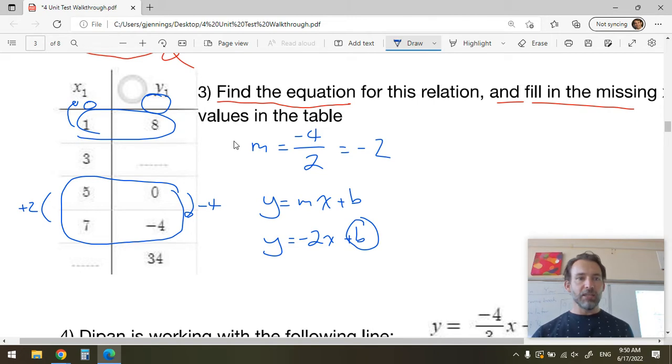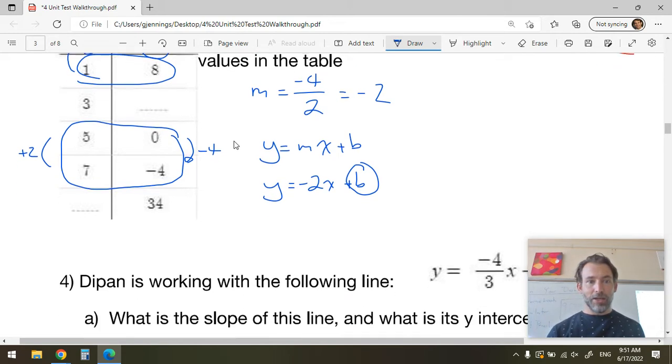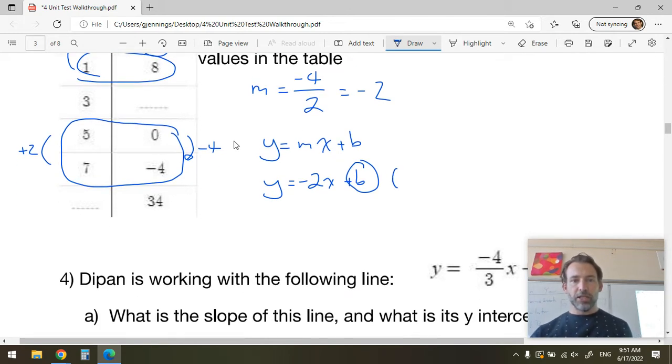I could feed it any of the points, so (5, 0), (7, -4), or (1, 8). I'm going to choose one that looks easy to work with. (5, 0) looks fine, so let's use (5, 0). I might write down this point here, (5, 0), and then sub it in. 5 is x, 0 is y. So I put in 0 for y.